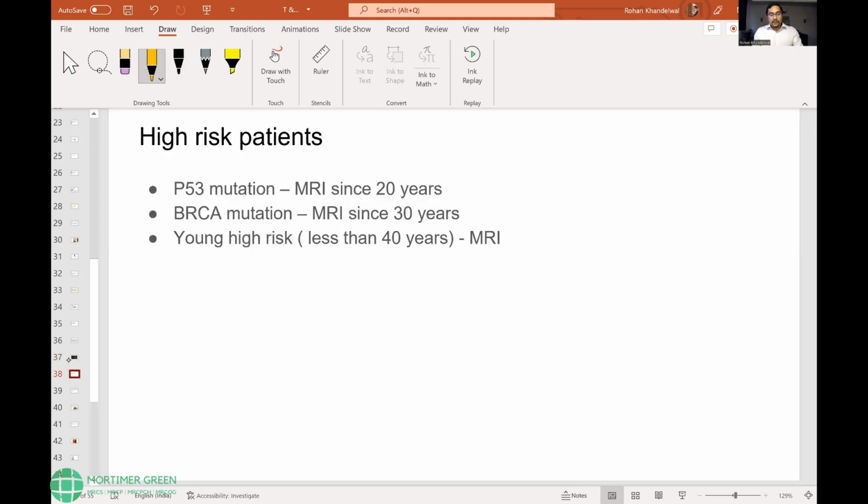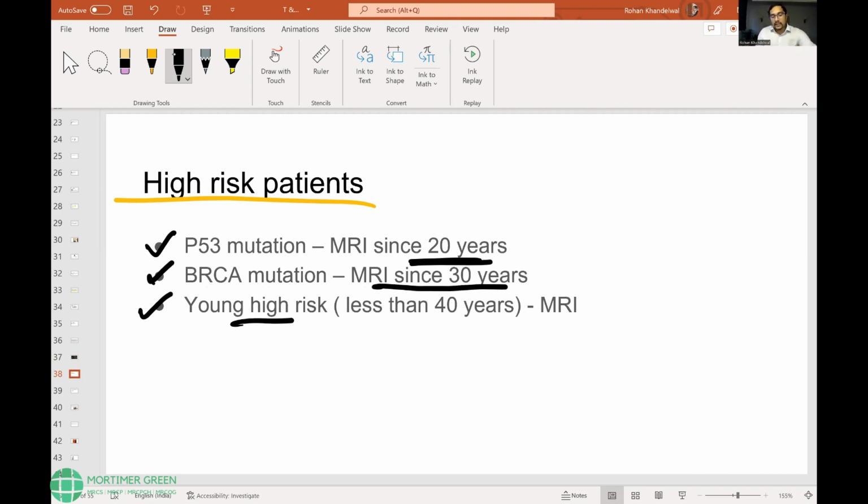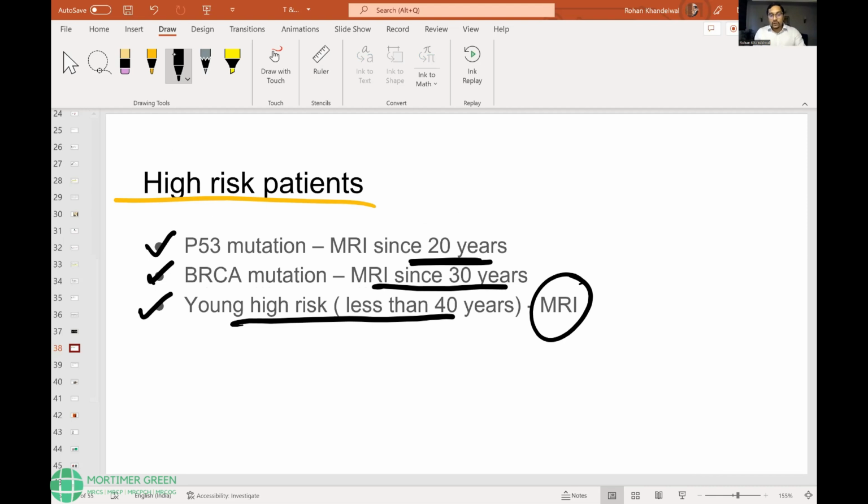So please remember, these are the UK guidelines for high-risk patients. If there is a P53 mutation, MRI is to be started from 20 years of age. With a BRCA mutation, MRI is to be started from 30 years of age. And for a young high-risk patient, less than 40, we will do an MRI. So these are points which you should remember for the exam.